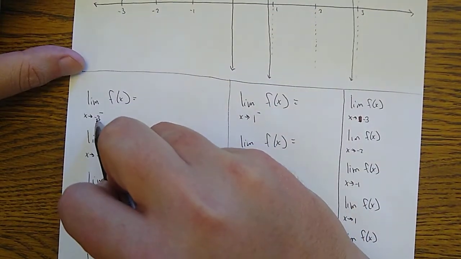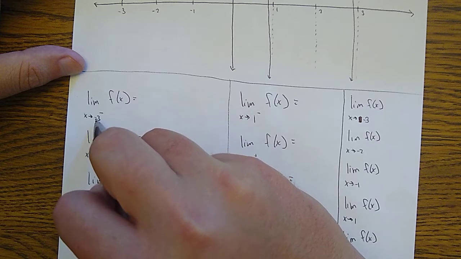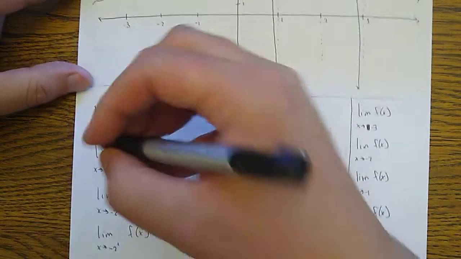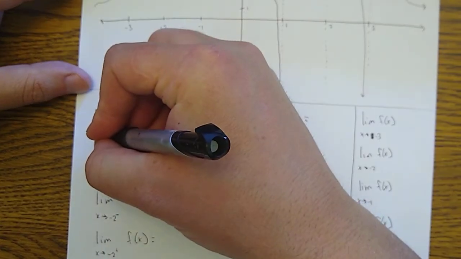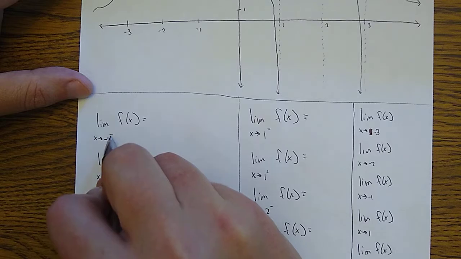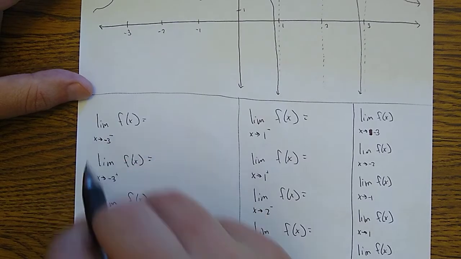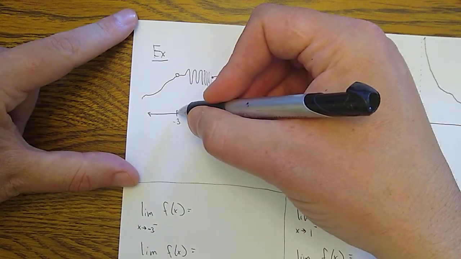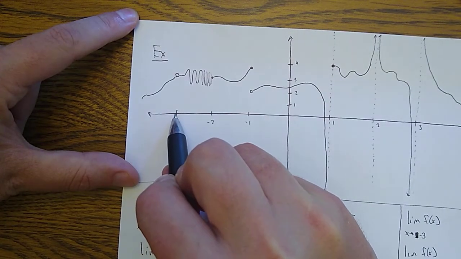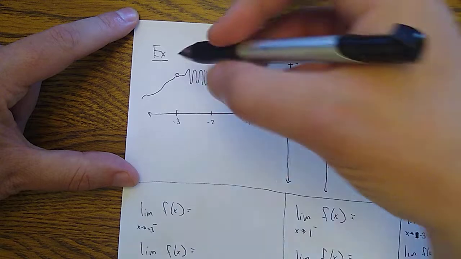So the first one is the limit as x goes to -3 from the left. Maybe this is obvious, but this negative sign is telling me that it's -3. This is telling me that it's from the left. So here's -3, and I'm thinking about values that are to the left of -3, but close to it.